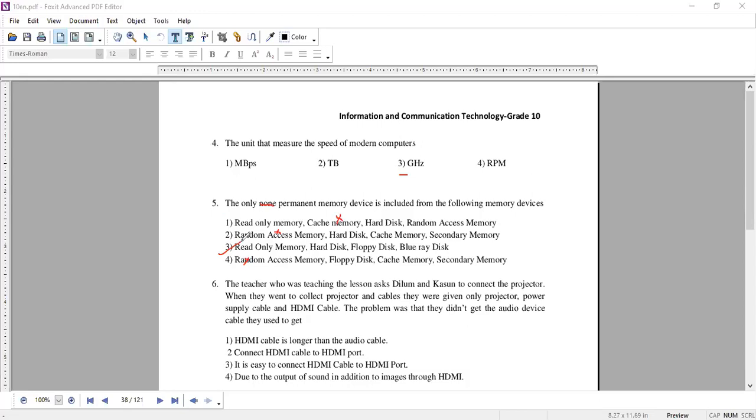You may have, like, you didn't ask, but right? Only permanent memory devices is included, right? Non-permanent means it's temporary, so you don't get an answer there. Okay, sixth one.